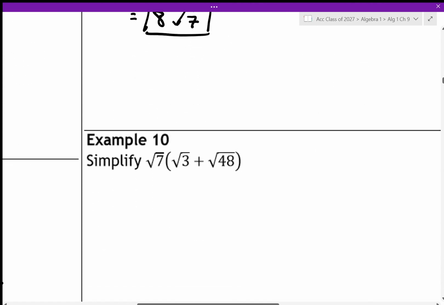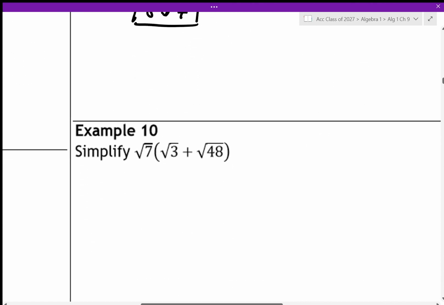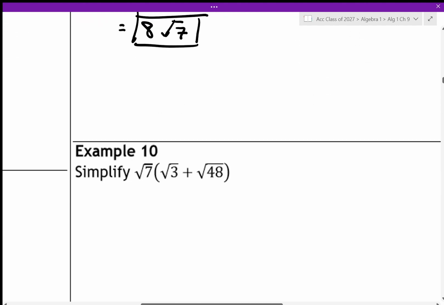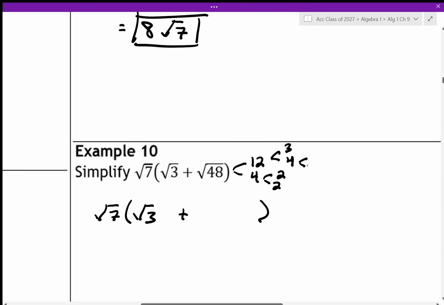Scrolling down once more, we're going to do that same process of what we did up here, where we simplify the radicals. So I'm going to start off by doing that. I know I've got my root 7 times this thing here. I've got my root 3, and I'm going to try to break apart my 48. I'm going to break it apart to the side here. 48 is what? 4 times 12. 4 is 2 times 2. 12 is 4 times 3. 4 is 2 times 2. And we have a 3 there.